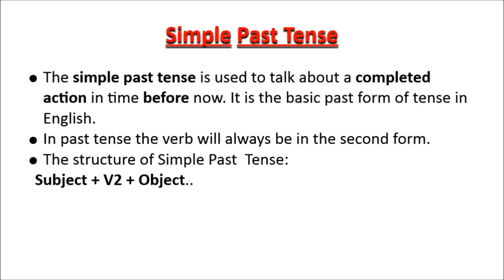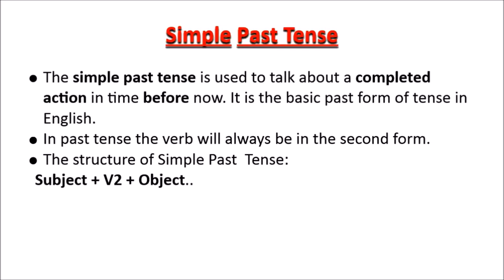Okay class, now we are moving on to simple past tense. Look at the definition there. The simple past tense is used to talk about a completed action in time before now. It is the basic past form of tense in English. So what they're trying to tell is, past tense tells about a completed action, or an action that occurred or happened in the past. Clear? Look at the next sentence. In the past tense, the verb will always be in the second form. Okay.